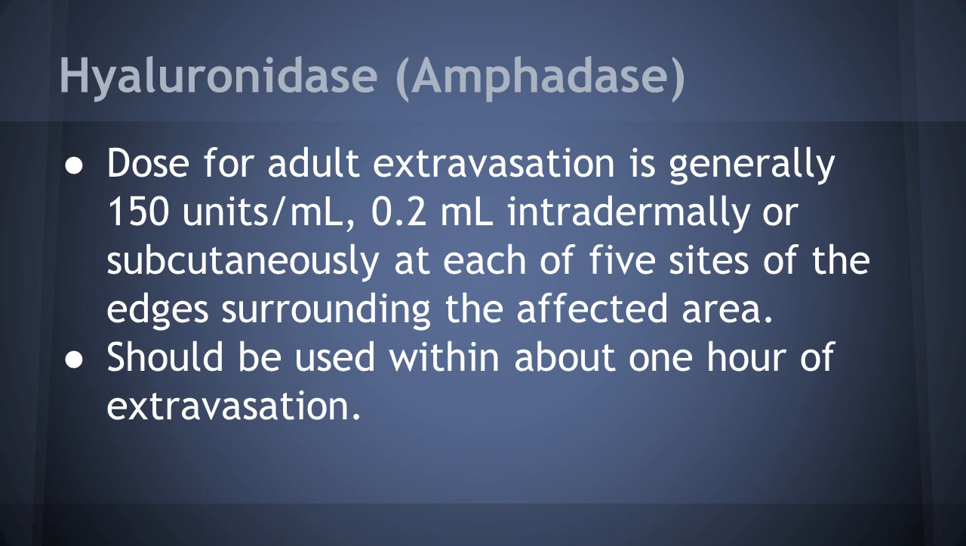So the dose for hyaluronidase in a patient that is experiencing extravasation is generally 150 units per milliliter. This is split up into 5 0.2 milliliter injections given intradermally or subcutaneously at each of 5 sites at the edges surrounding the affected area. This should be used within about 1 hour of extravasation.